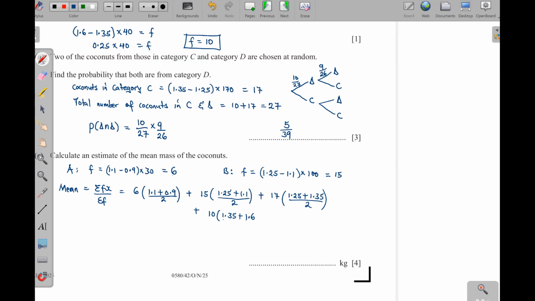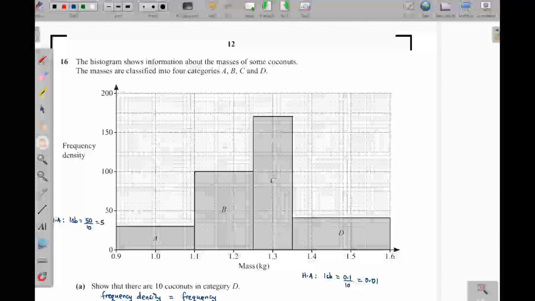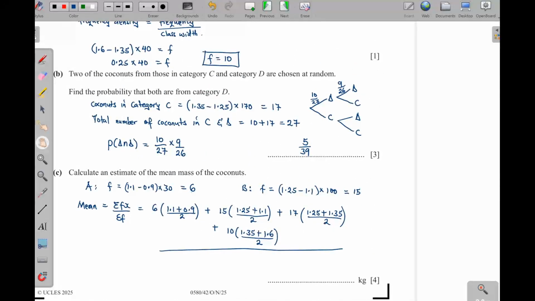1.6, then divided by 2. Then this whole thing, we divide it by the summation of F. Okay, so we sum up all the frequencies. Did they talk about the totals here? No, they never. So let us just say 6 plus 15 plus 17, then plus 10. Then I'm going to put everything in the calculator and I get my answer.